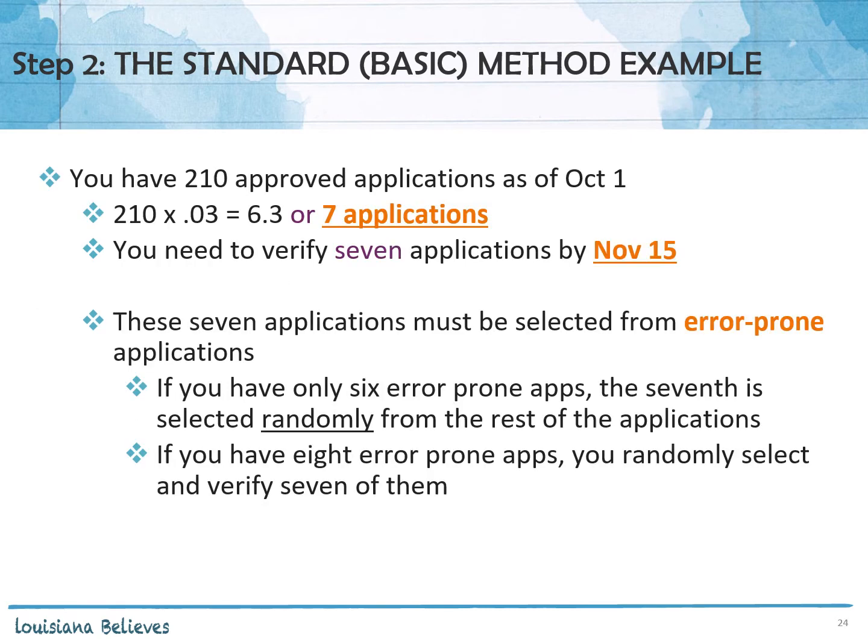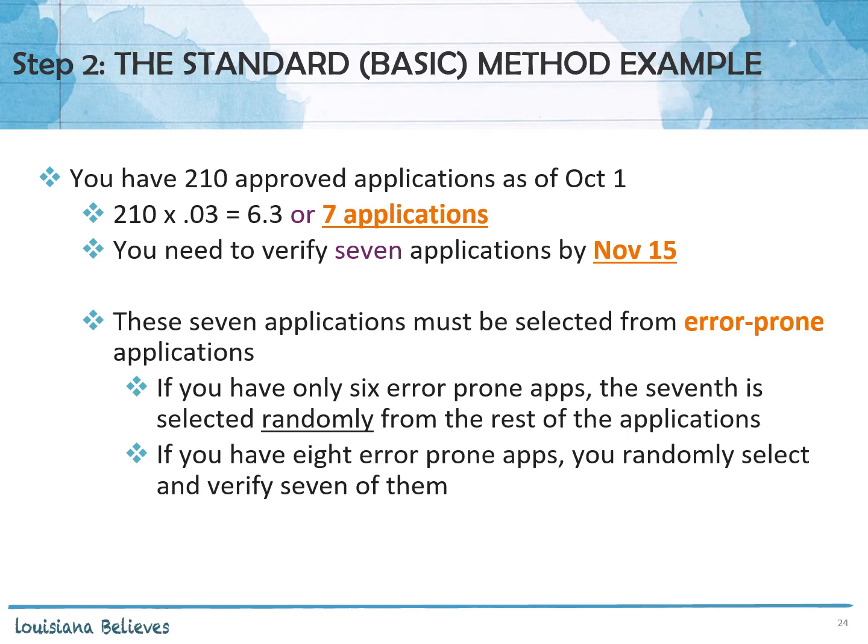You have 210 applications on file as of October 1st. 210 times 3% is equal to 6.3. We always round up to the nearest whole number, so we will look at 7 applications. We will need to verify 7 applications by November 15th. These 7 applications must be selected from error-prone applications.